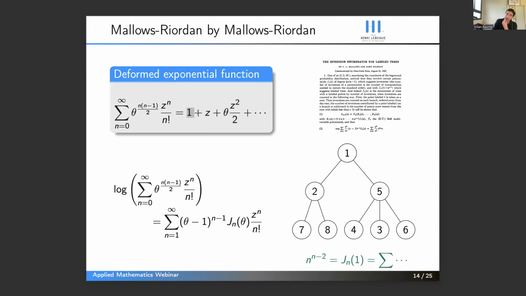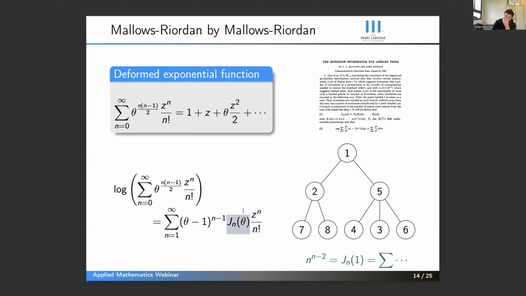And because we have a 1 plus something, we can take the logarithm of the series. And then you get a new series in z, and all the coefficients will depend on theta. You can prove that it will depend on theta minus 1 in a very simple way, because it will be (theta minus 1) to the n minus 1, but there is also some mysterious polynomial appearing, and it can be taken as the definition of the Mallows-Riordan polynomials. So it's a bit computational, but it's an analytic definition.